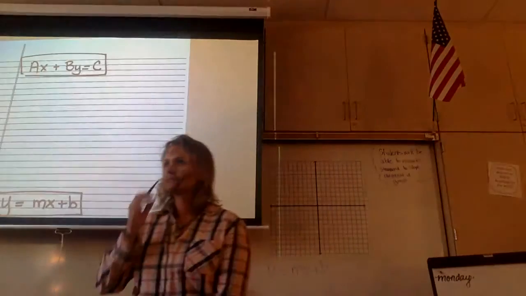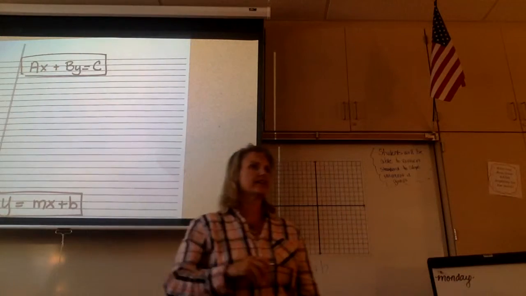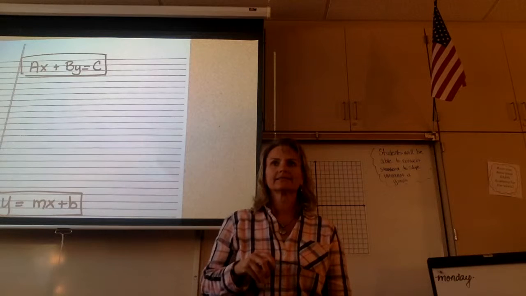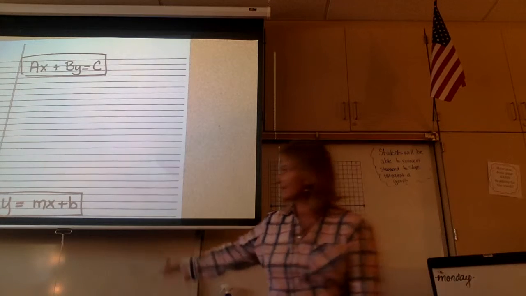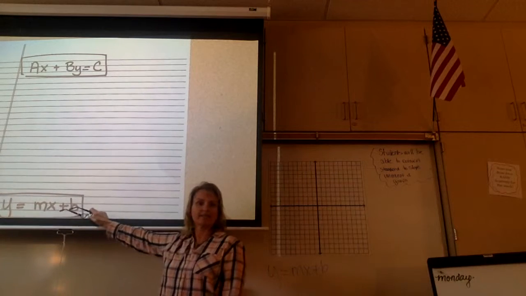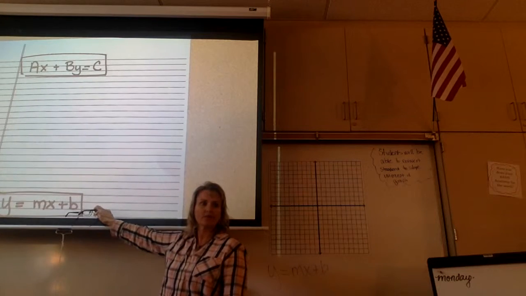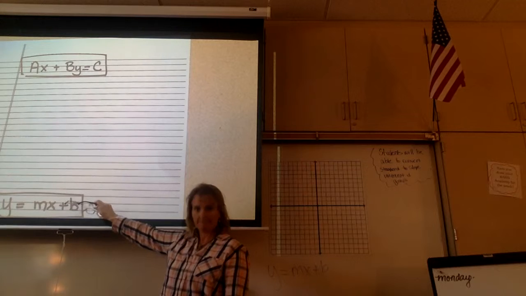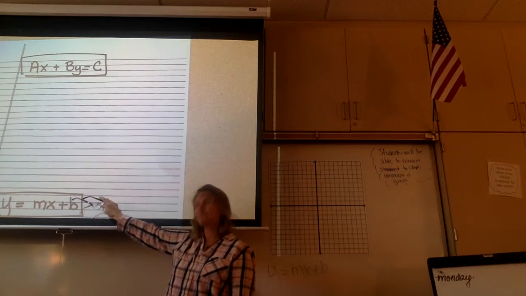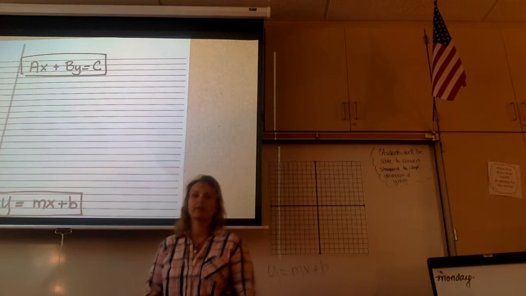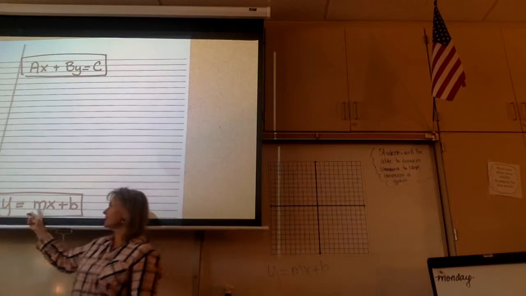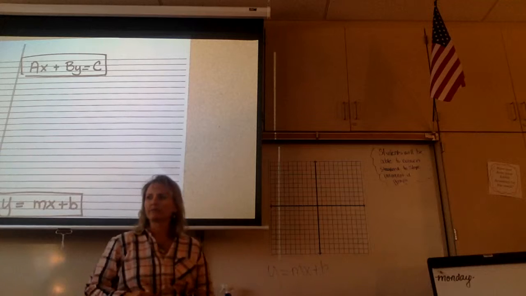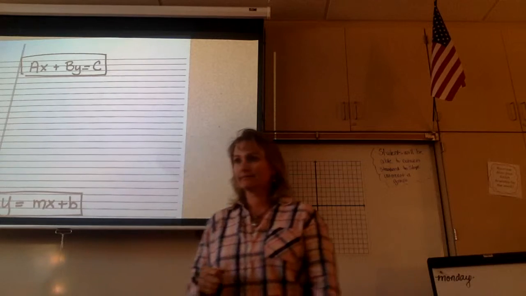All right. We just finished weeks on graphing in slope-intercept form. Slope-intercept form is y equals mx plus b, right? What is slope-intercept form? Y equals mx plus b. And we were able to look at it and say, this is where I start, and these are my moves, right? We were able to graph some lines.